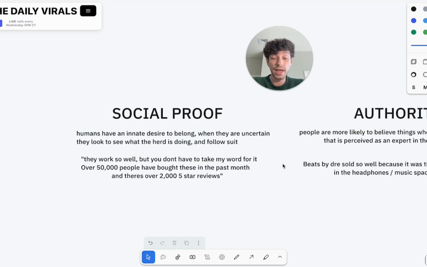Number 9, we have social proof. Humans have an innate desire to belong, and when they're uncertain, they're going to look to see what the herd is doing, what the pack, what a bunch of other people are doing, and they're going to follow suit.